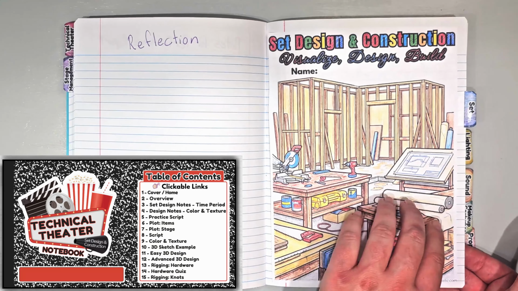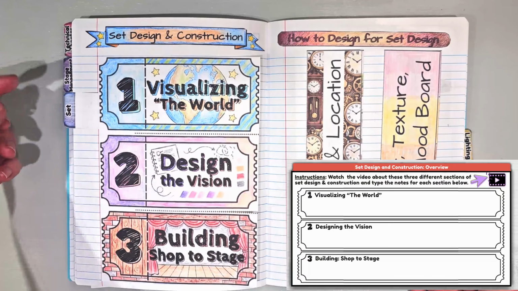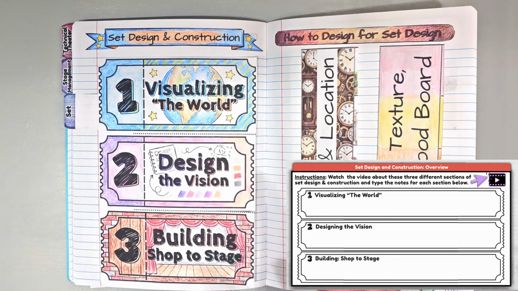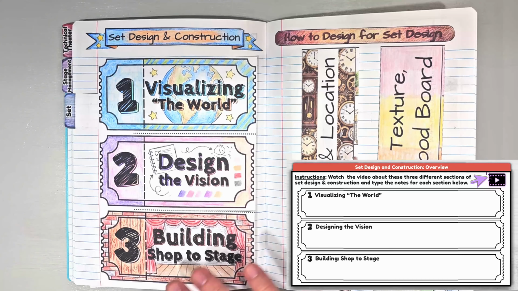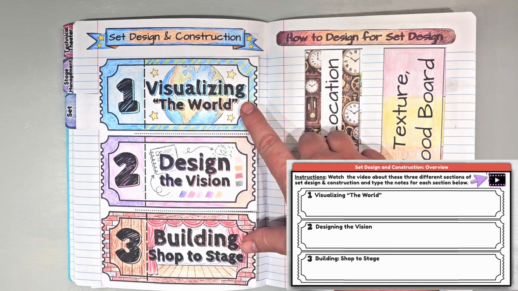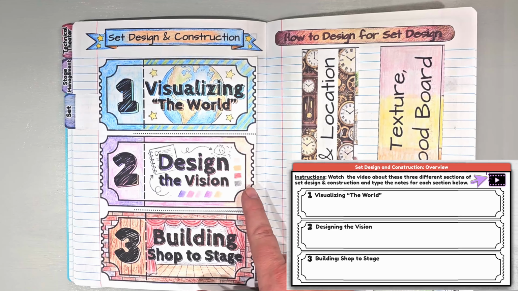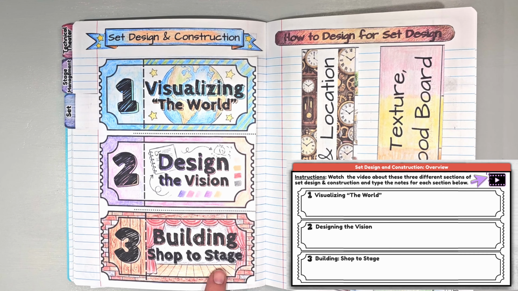My first lesson over here is designing and construction. It's an overview of all the stuff we're going to be doing. We're going to talk about visualizing the world, designing the vision, and then building from shop to stage. This is just how I chose to break down my set design and construction unit.